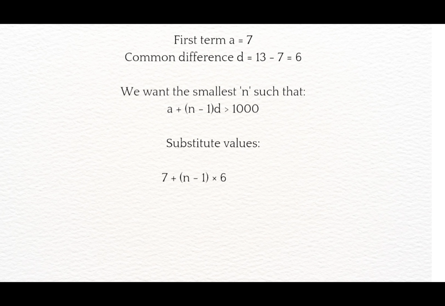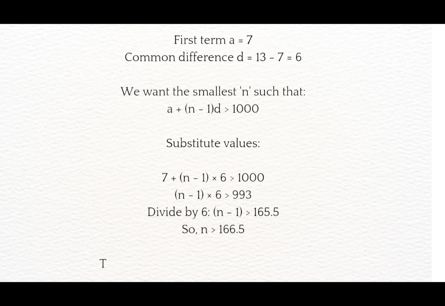Substitute values: 7 plus (n minus 1) times 6 is greater than 1000. Plugging in keeps things organized. (n minus 1) times 6 is greater than 993. Simplifying, one step at a time. Divide by 6: n minus 1 is greater than 165.5. Getting closer to isolating n, our target. So n is greater than 165.5, almost there.